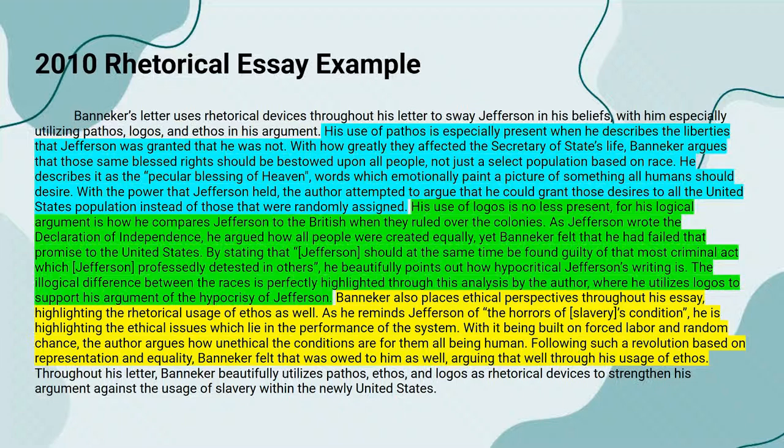So in the pathos section, I get a quote, number one, but I pretty much explain how emotionally it's affecting him. And he tries to argue that the same rights that are owed to other people should not just be a select population based on race. So this is, in my opinion, one of the stronger pieces. However, it's a little bit interesting because even though I have a good quote where I say how it ties into the emotional argument, it doesn't necessarily tie back to how it emotionally affects Jefferson. This is something I actually did mess up and I realized afterwards.